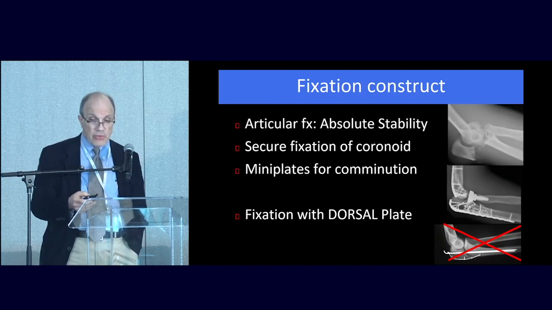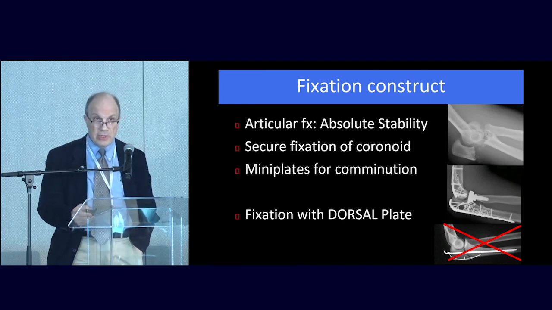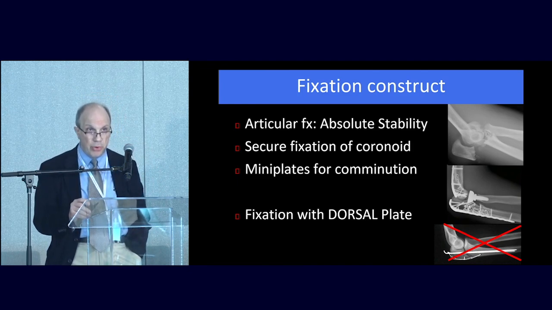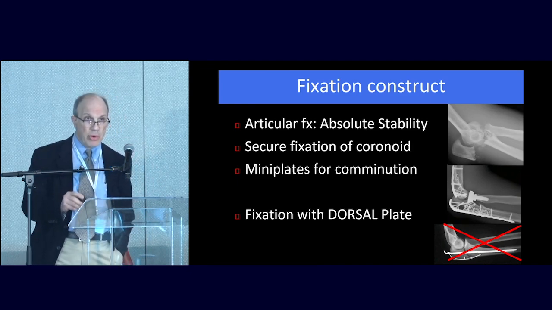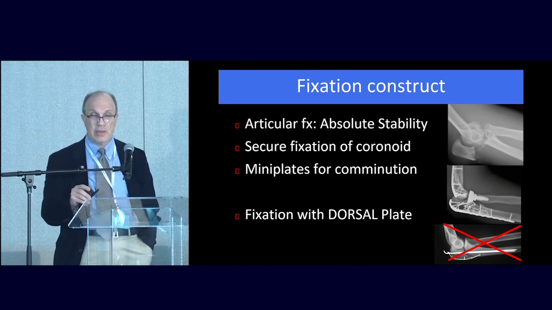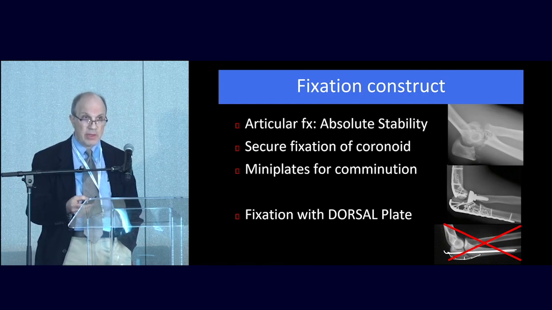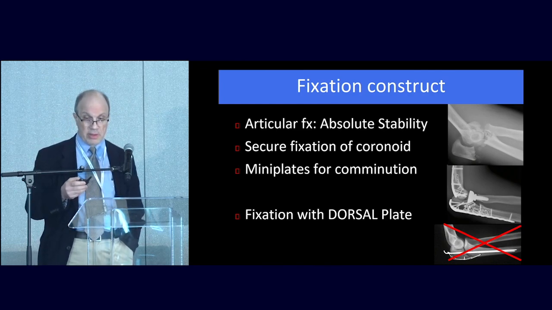Again, this is an articular fracture. You need to have an absolute stability of the joint. Secure fixation of the coronoid is probably the most important part. The coronoid is really important. If it's broken and displaced, it's going to contribute to the instability of an elbow. You have to take care of it. You cannot say, oh, I hope it does well. You have to take care of it.